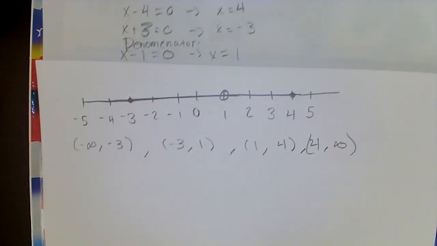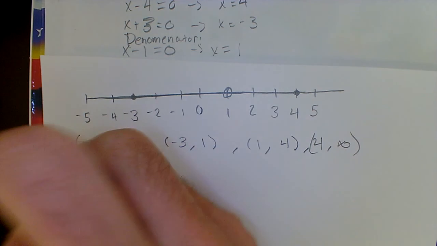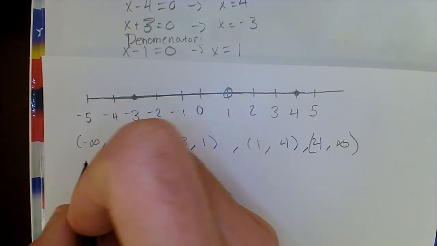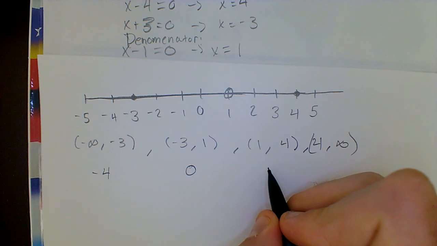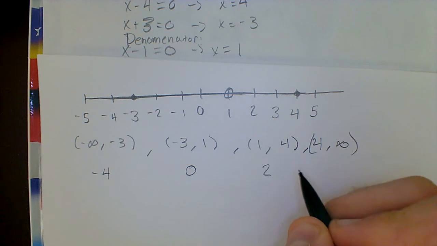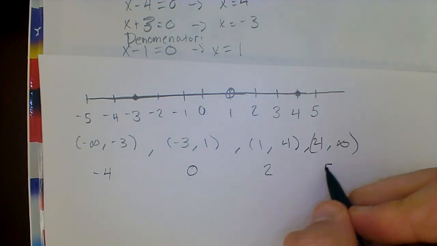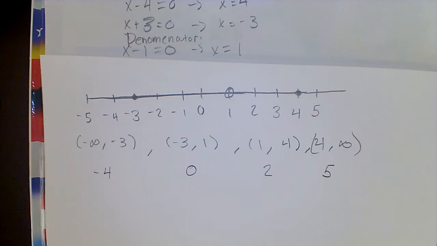Okay. All right, so we're going to come up with test values. A decent test value for this one is negative 4. 0 is available in this one, so we'll use that. This one you can use, I would probably do 2, and then this one, let's just do 5. It's the lowest whole number.